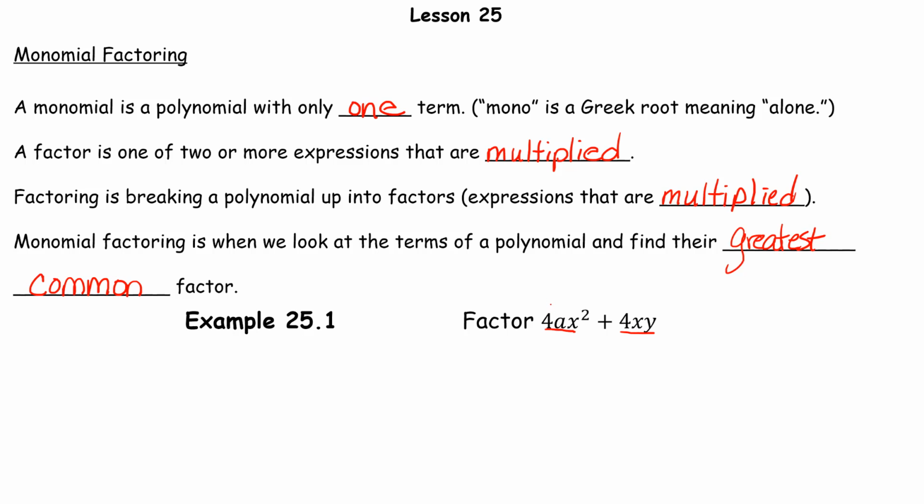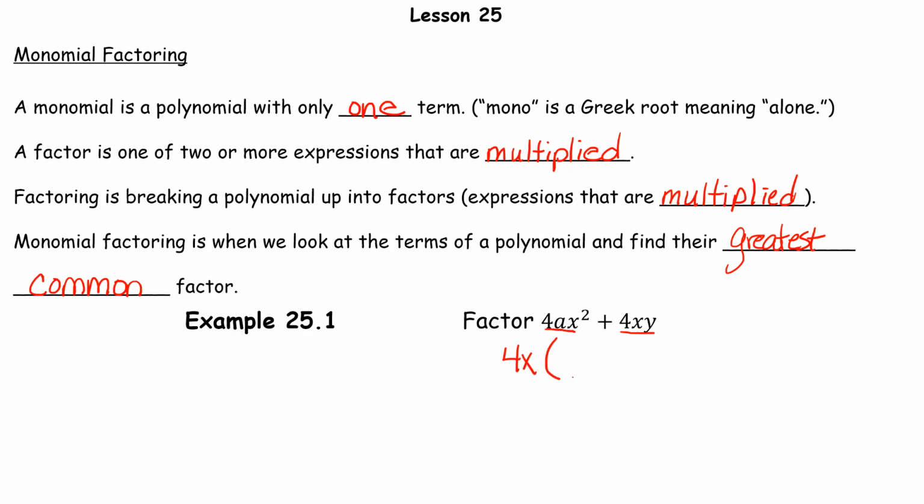So we can see that they both have a 4. They do not both have an A, so not an A. And they both have one factor of X. This one has two factors of X, but they both have one. So the only thing we can factor out here is the 4 and the X.